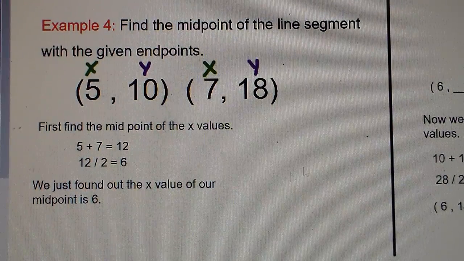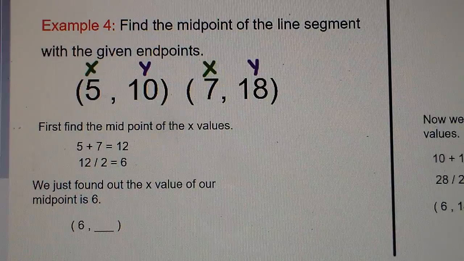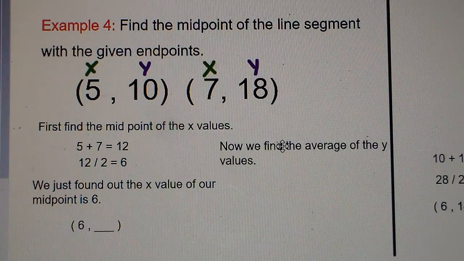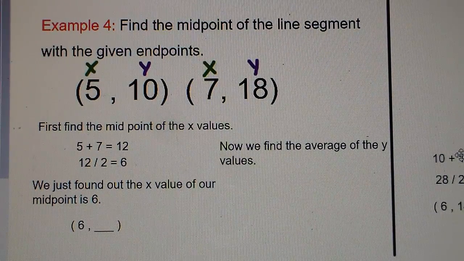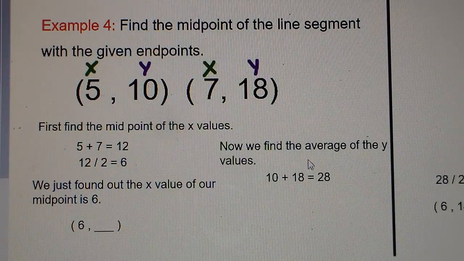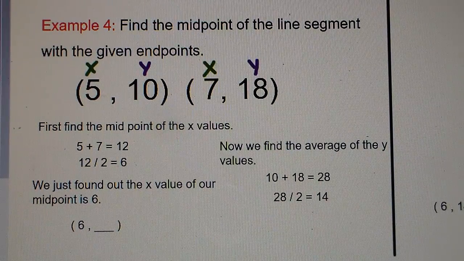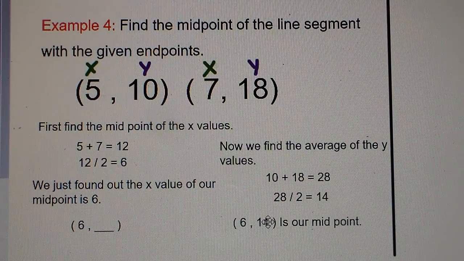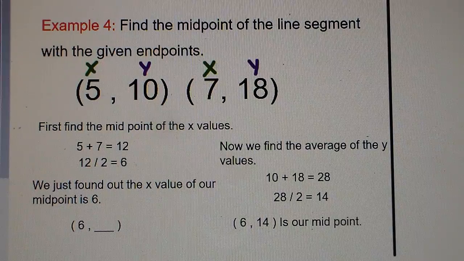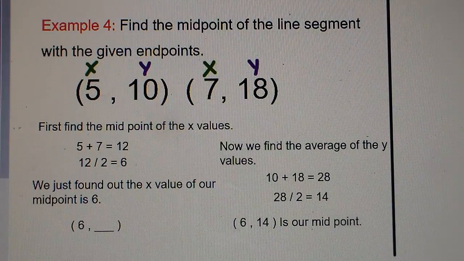So we found the x value of our midpoint to be 6. Now we have to find the average of the y values. 10 plus 18 is 28. 28 divided by 2 is 14. So our answer is 6, 14. That coordinate is our midpoint.